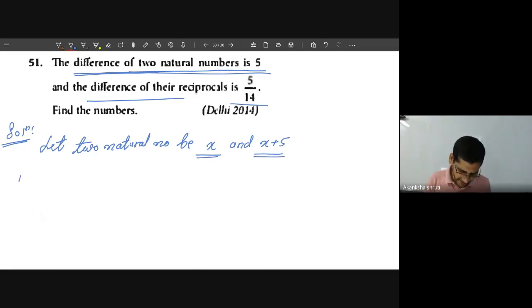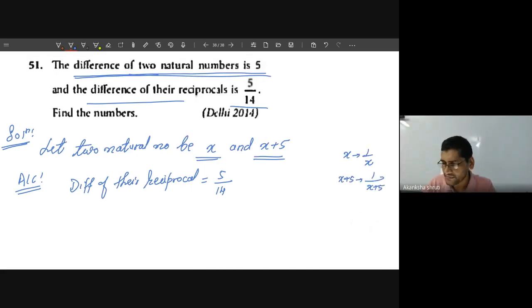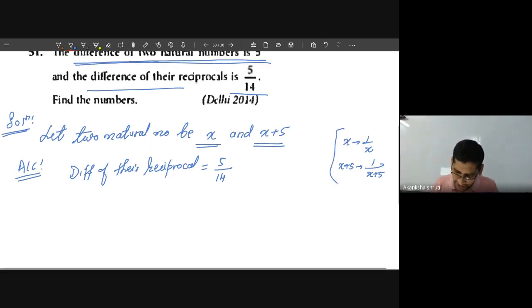Now the next one is according to question, difference of their reciprocal is 5 by 40. Reciprocal means what? If x is the number, then reciprocal is given by 1 by x. If x plus 5 is the number, then its reciprocal will be 1 by x plus 5. Both will be in denominator. Okay, student?